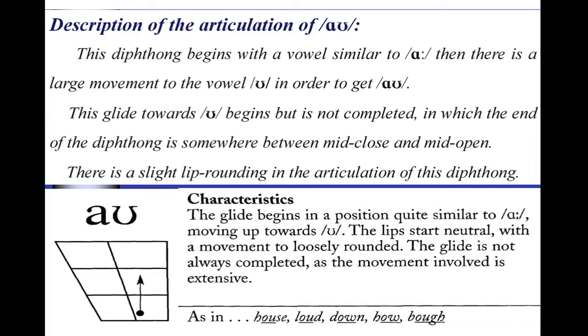Characteristics: the glide begins in a position quite similar to long a, moving up towards u. The lips start neutral with a movement to loosely rounded. The glide is not always completed as the movement involved is extensive, like in the words house, loud, down, how, and bow.